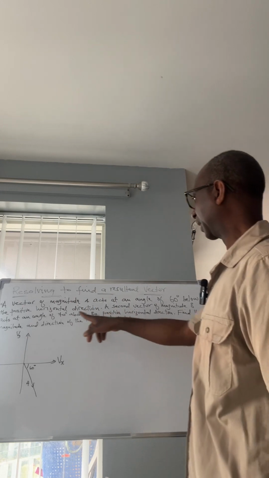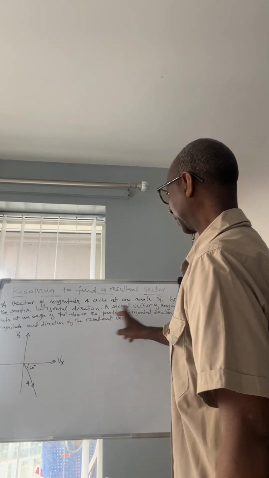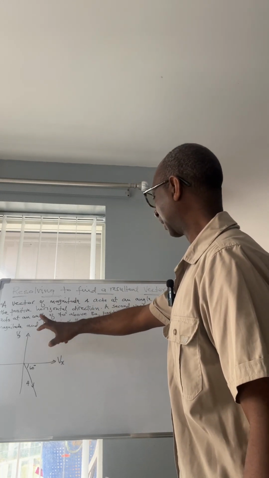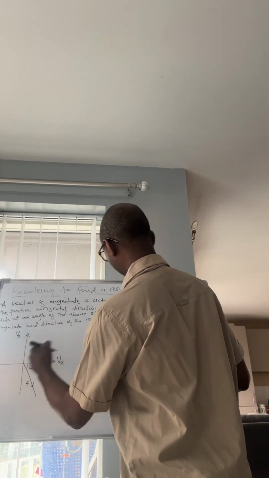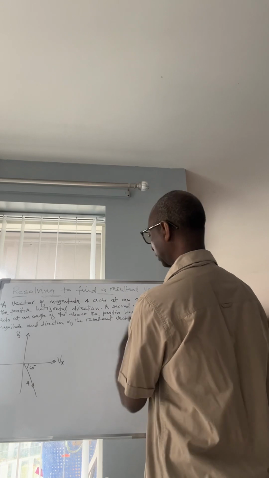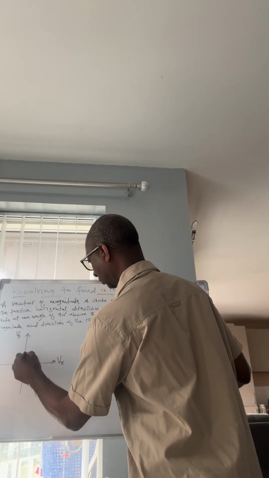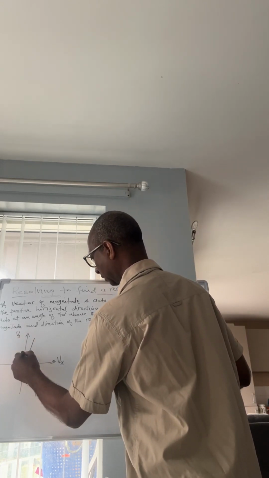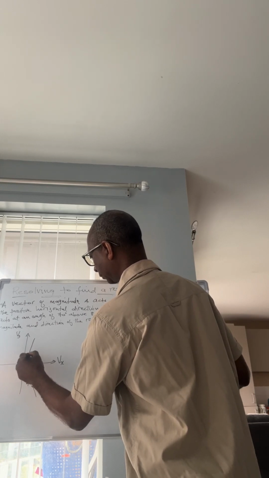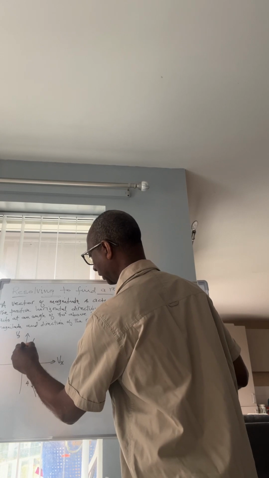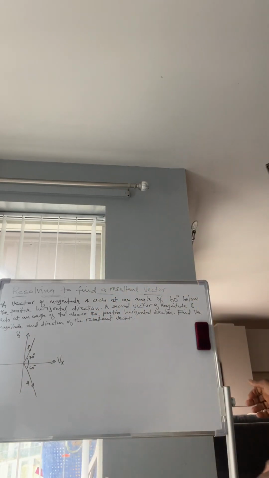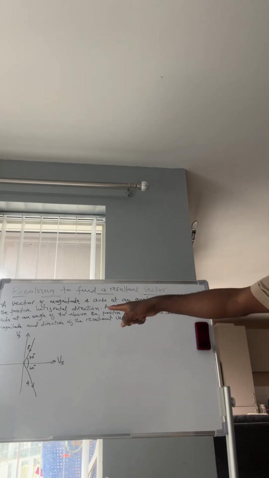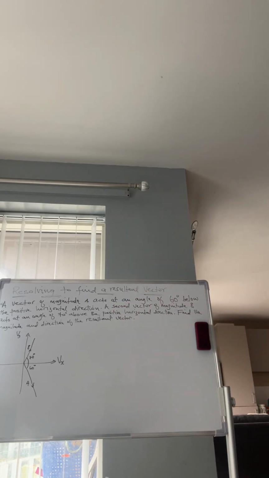And I have a second vector of magnitude 8 and acts at an angle of 70 degrees above the positive horizontal direction. So it acts at an angle of 70 degrees above the positive horizontal direction. So that's magnitude 8. Now find the magnitude and direction of the resultant vector.